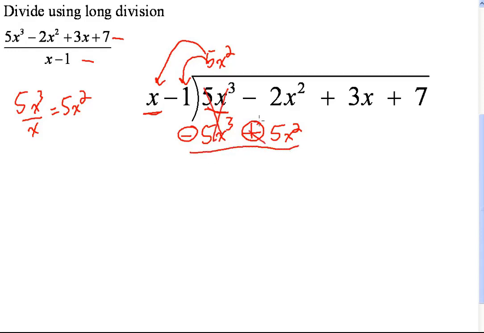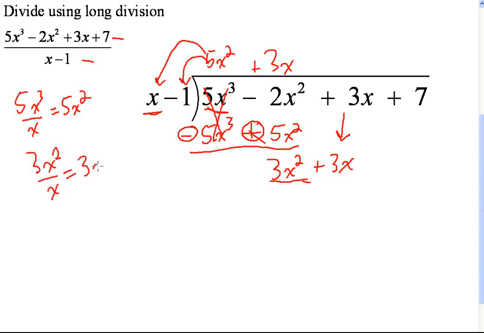So these first two cancel out. Negative 2x squared plus 5x squared is positive 3x squared. And then I drop the next term. And we're just going to keep repeating this procedure over and over again. Now I'll compare the x to 3x squared, and I'll ask myself, what times x is 3x squared, which is positive 3x. And again, if I'm not sure of that, I can divide this term by the first term, and I get 3x squared over x, and that's 3x, and that's what we had figured out in the first place. So again, now I take the 3x and I distribute that.